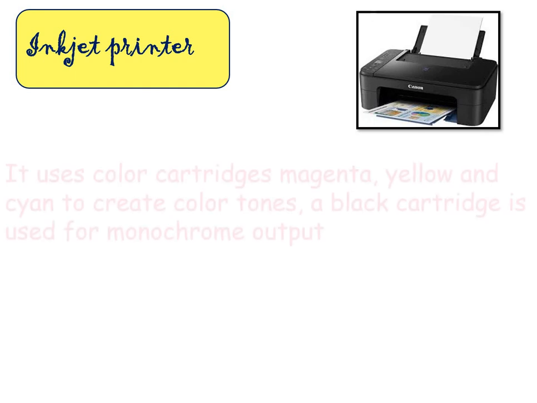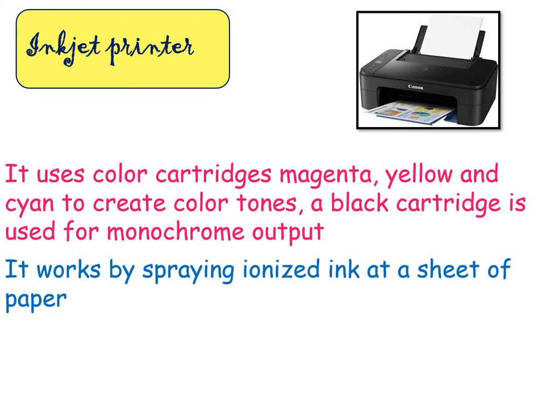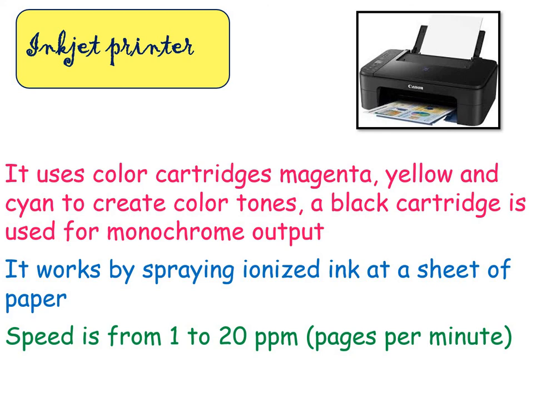Inkjet printer. It uses color cartridges, magenta, yellow, and cyan, to create color tones. A black cartridge is used for monochrome output. It works by spraying ionized ink at a sheet of paper. Its speed is from 1 to 20 pages per minute.